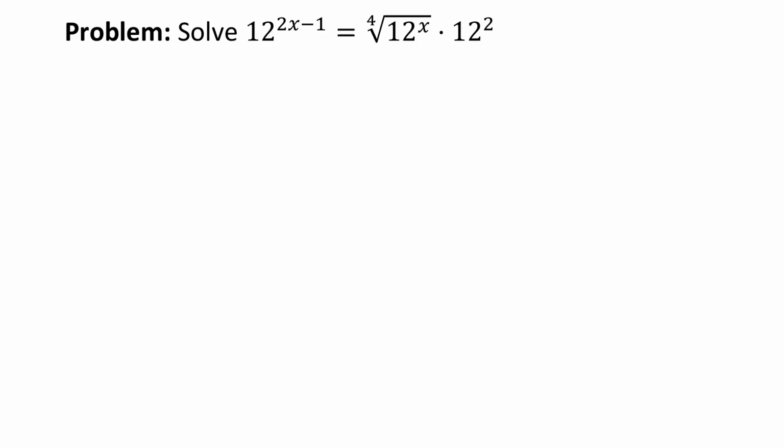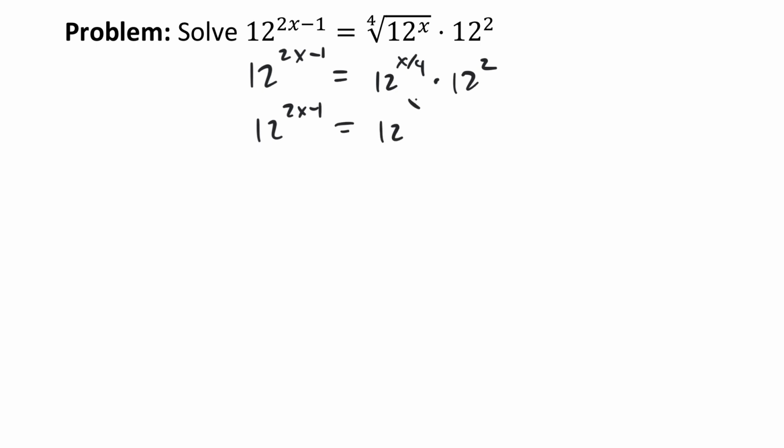All right, this one looks a little tough. We've got all the 12s already, but they're not combined into a single base. So pause the video and give it a try. Okay, 12 to the 2x minus 1, 12 to the x over 4, 12 to the 2. 12 to the 2x minus 1 equals 12 to the x over 4 plus 2.